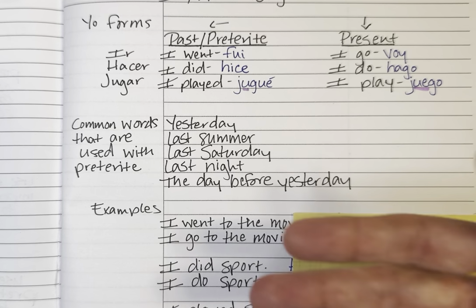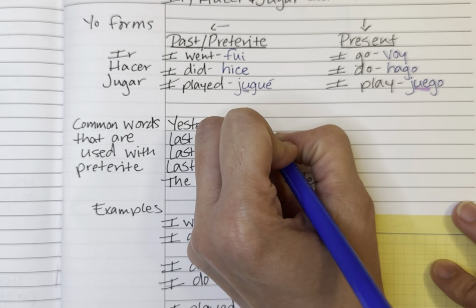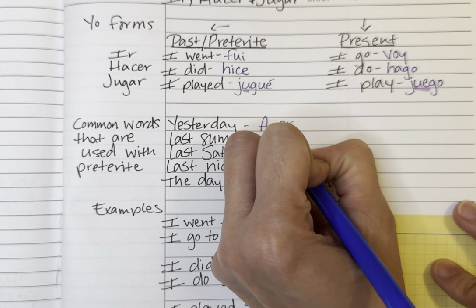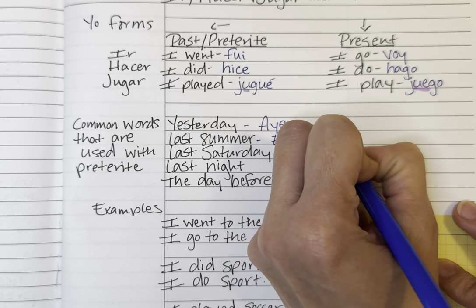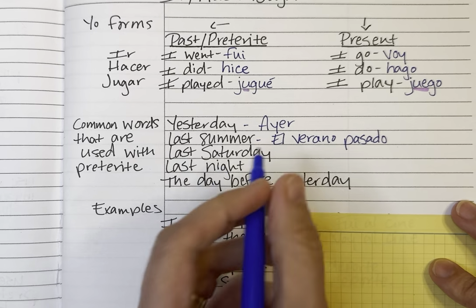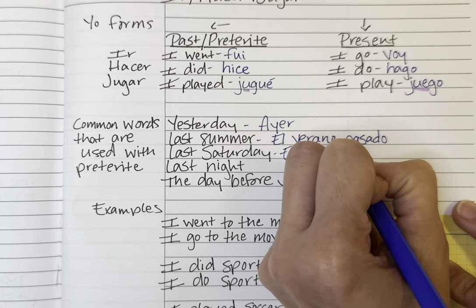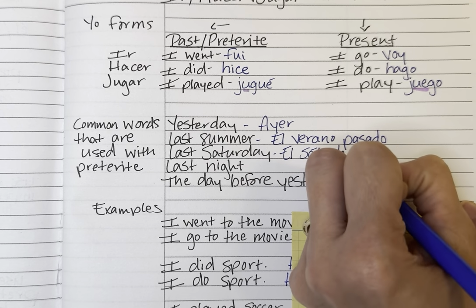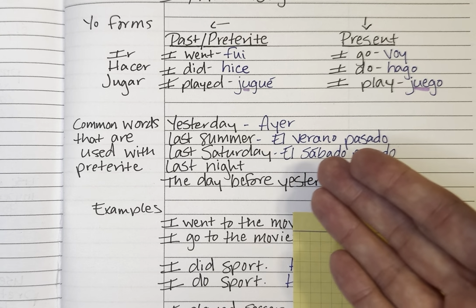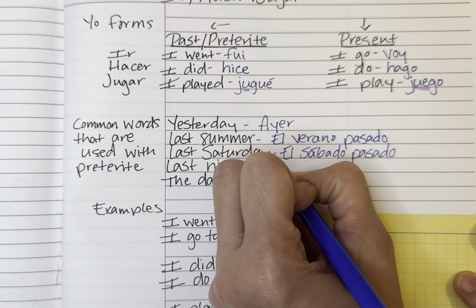All right, so let's look at some common words that are associated with the preterite tense in Spanish. So you'll see these words and it'll indicate to you, oh, I should use the preterite tense with this. For example, yesterday, ayer. Last summer, el verano pasado. Last Saturday, el sábado pasado. Remember, we don't capitalize that in Spanish. Or any day of the week. Last Friday, el viernes pasado. Last Sunday, el domingo pasado, right? Last night, anoche.